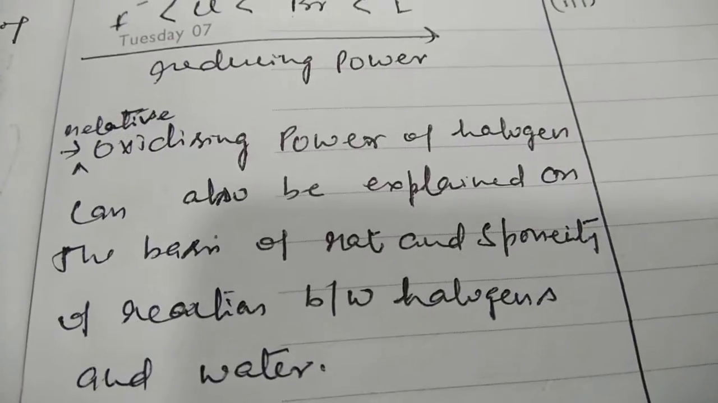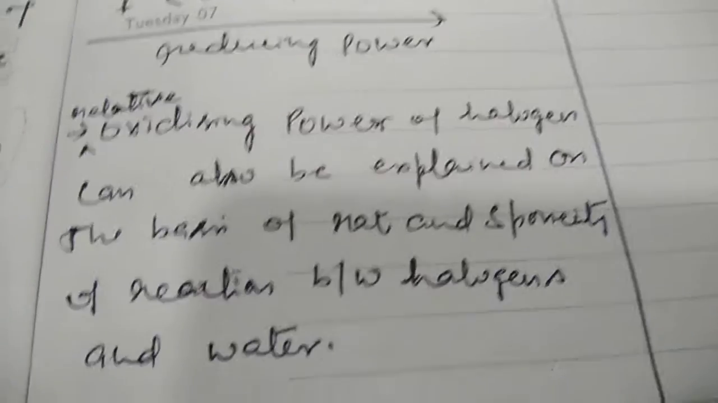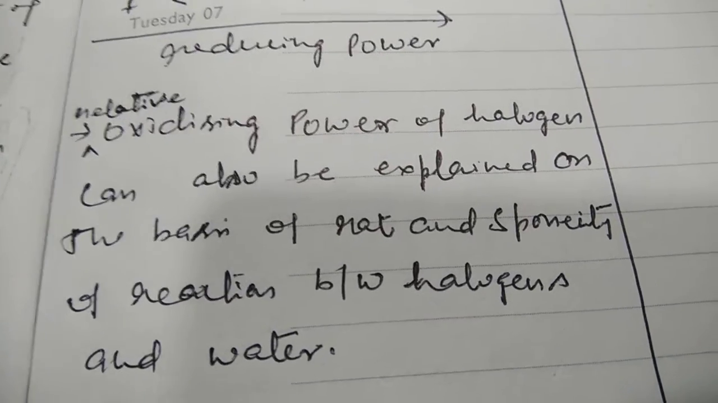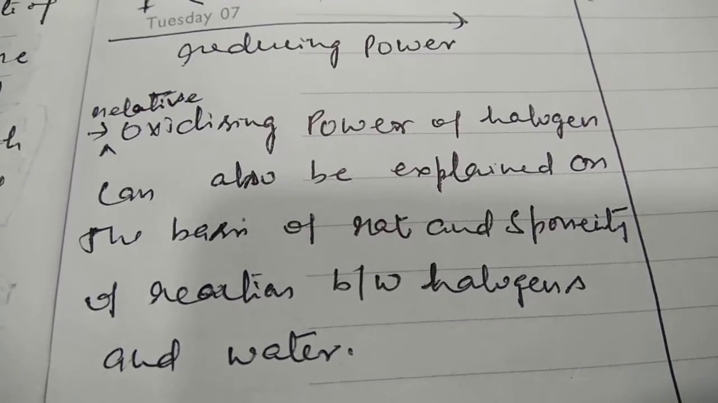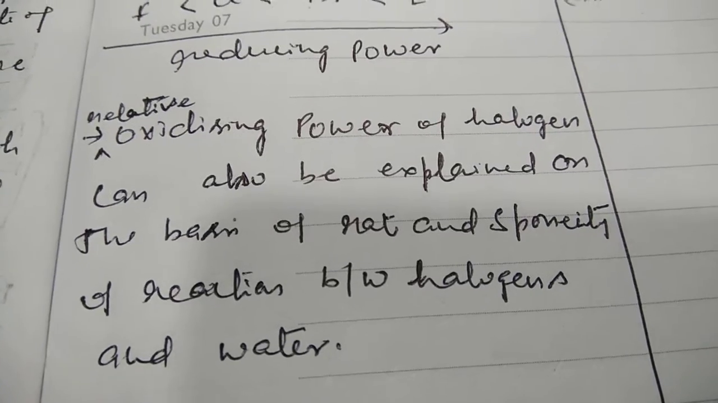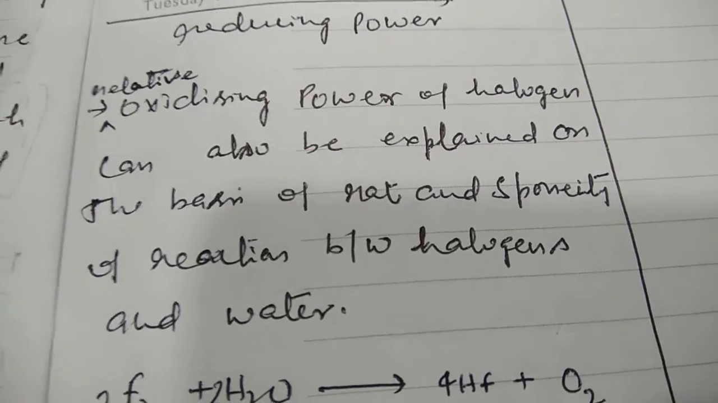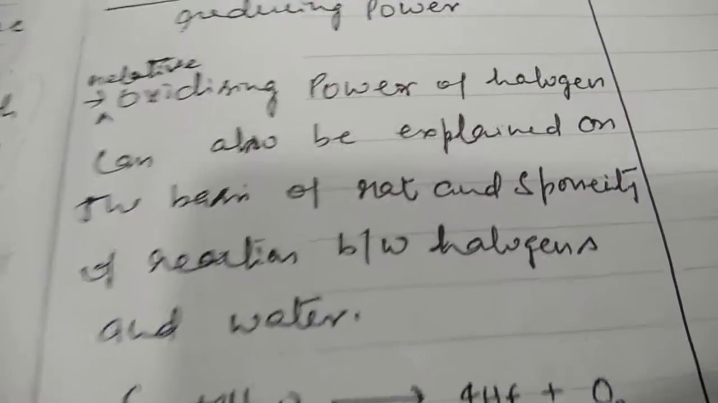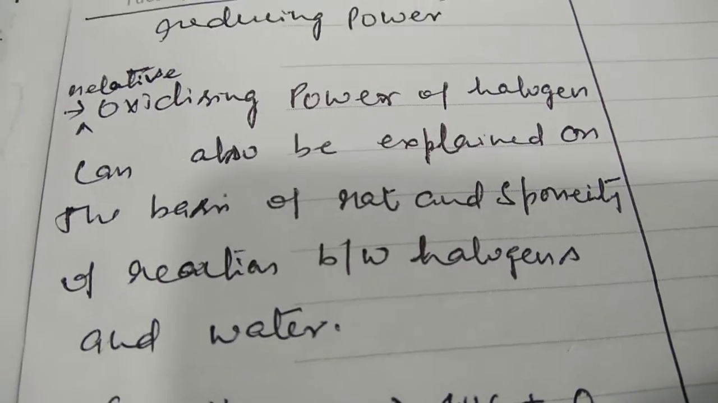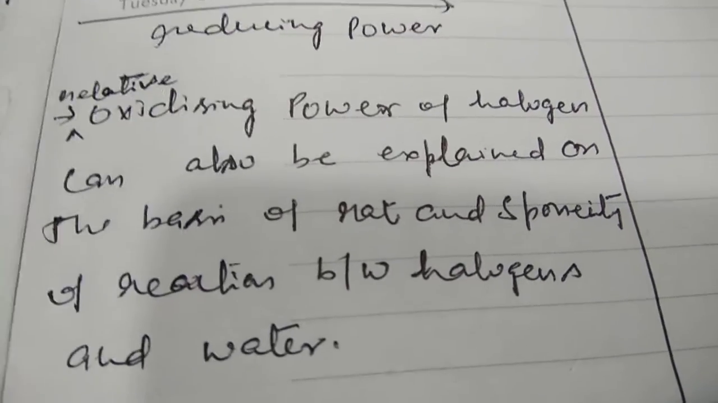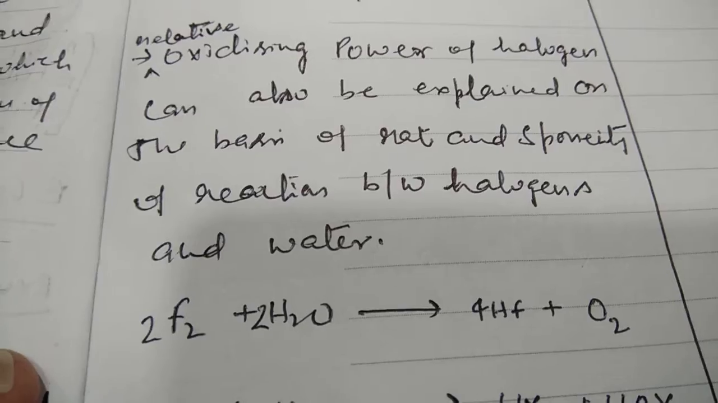This is the third case, and all are very important. When you want to explain the relative oxidizing strength of halogens, you need to take the help of all three. You need to explain all three. So the third case: the oxidizing power of halogens can also be explained on the basis of the reaction, or rate of reaction, and spontaneity of reaction between halogen and water.